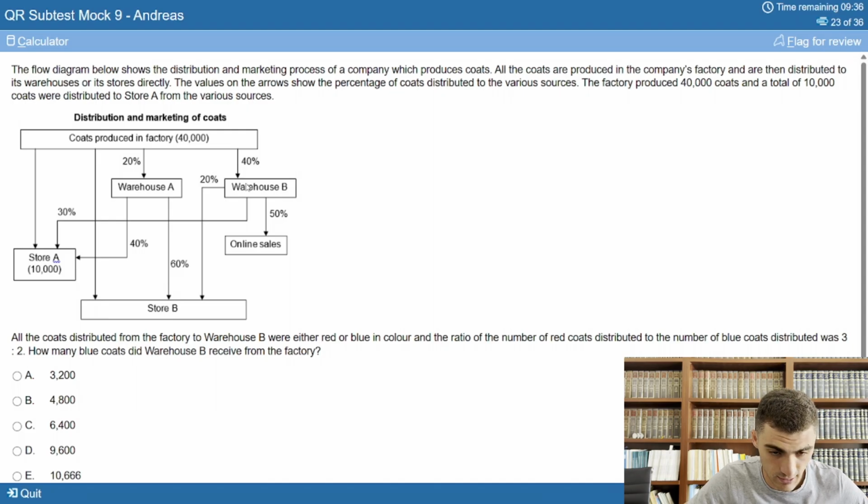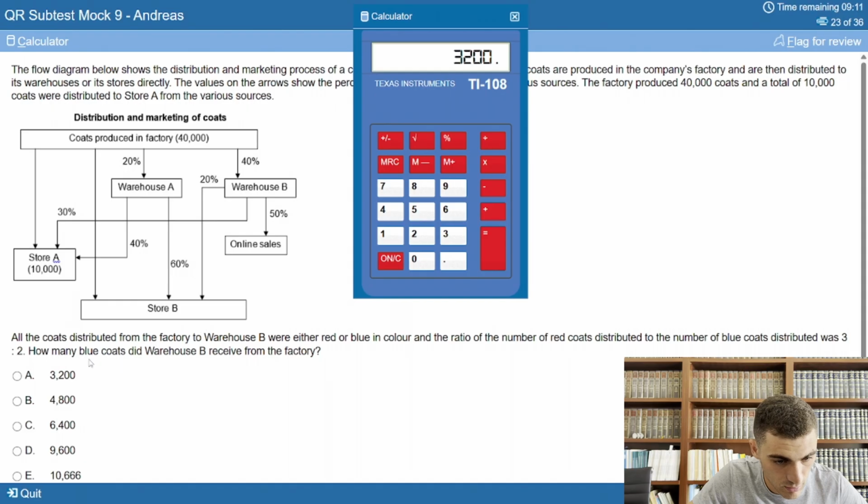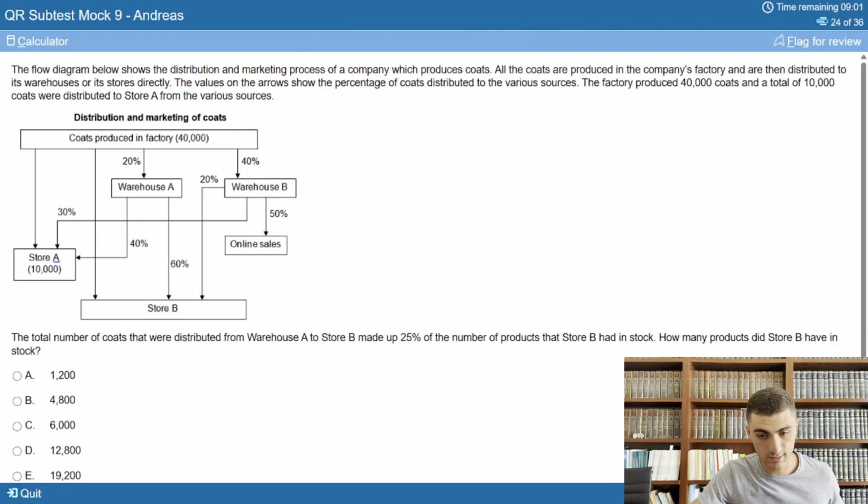All the codes distributed from the factory to warehouse B, so we said it was 16,000, were either red or blue in color, and the ratio of the number of red codes distributed to the number of blue codes distributed was 3 to 2, so red to blue. How many blue codes did warehouse B receive from the factory? So it's 16,000 divided by 5, and then times, so which one? So how many blue ones? So red to blue, so times 2, so it's 6,400. So 23, we're going with C.